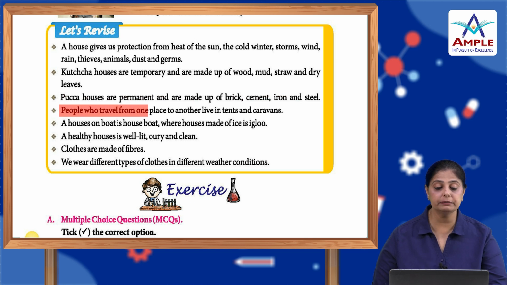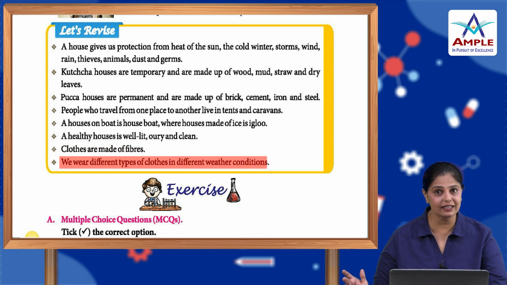People who travel from one place to another live in tents and caravans. Now, a house on a boat is called a houseboat, whereas a house made of ice is called an igloo. A healthy house is well lit, airy and clean. Clothes are made of fibers. We wear different types of clothes in different seasons or different weather conditions.